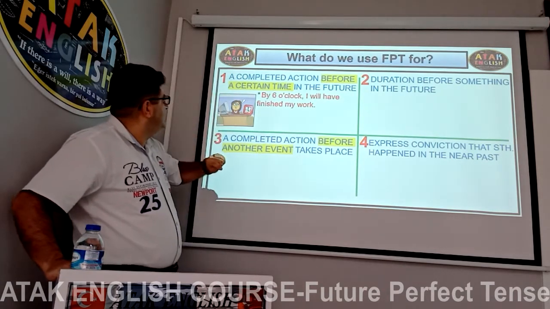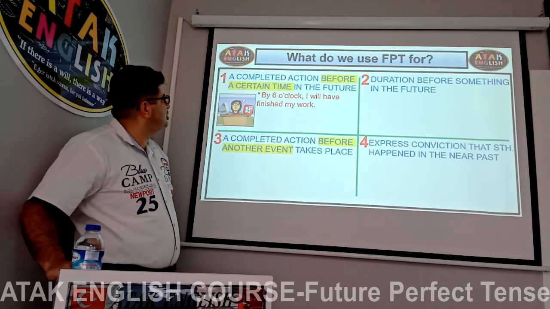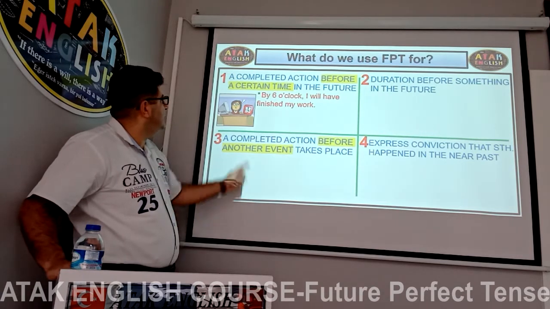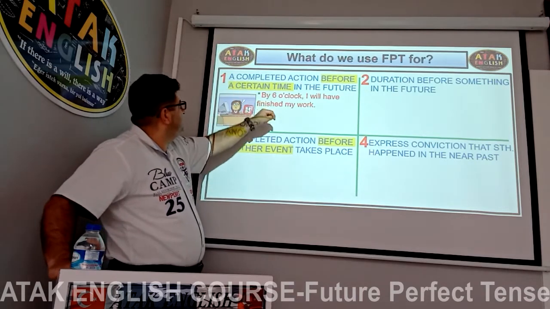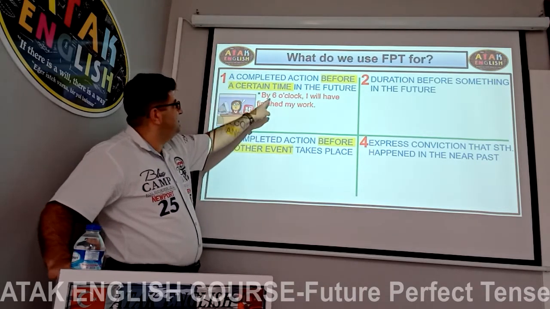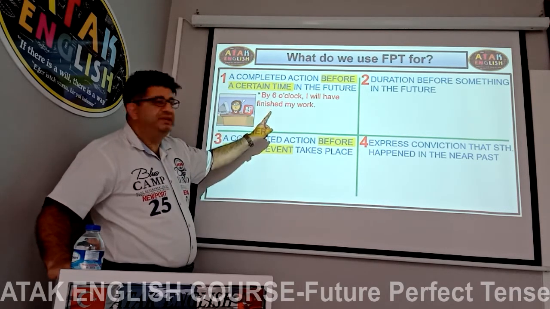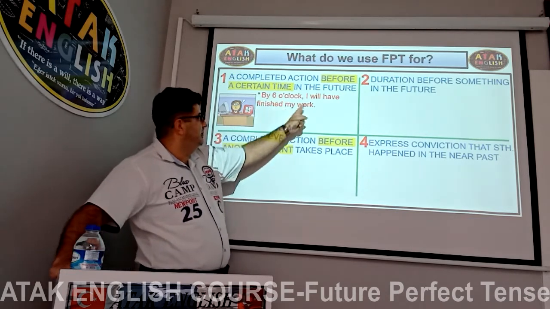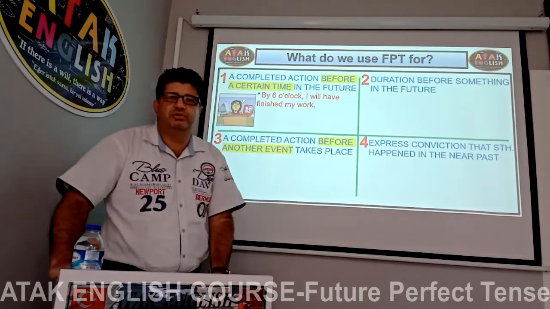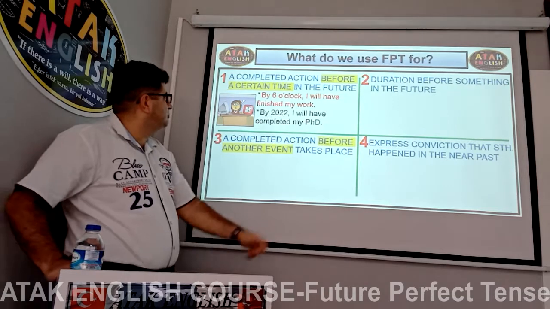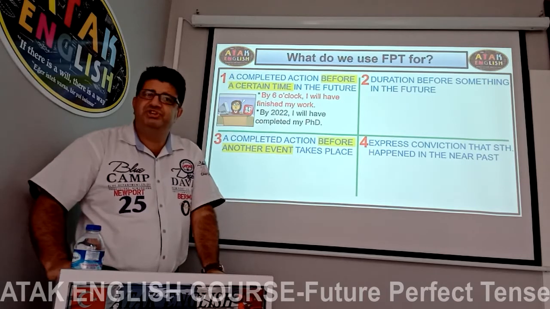Let's start with number one. Here comes our example. By 6 o'clock, I will have finished my work. Okay. Where is the certain time here? A completed action before a certain time. The certain time is by 6 o'clock. Which action is going to be completed by 6 o'clock? There you go. I will have finished my work by 6 o'clock. Here comes another one. By 2022, I will have completed my PhD degree.